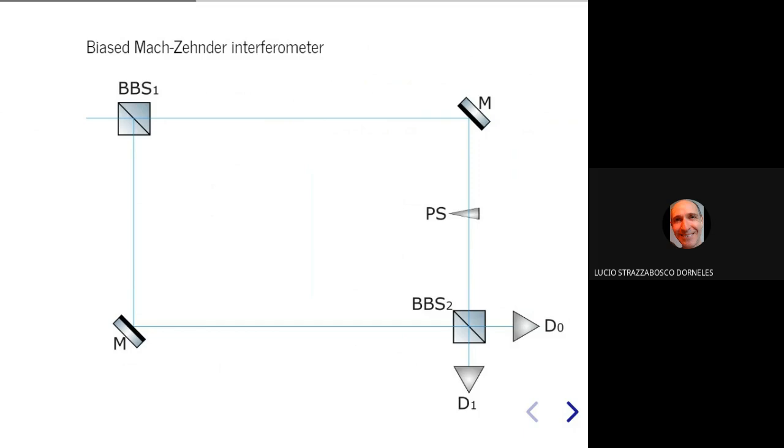So the beams are recombined and pass through another beam splitter and are divided again and go to different detectors, D0 and D1. So what we do here is choose a biased beam splitter where you can change the amount of quantum transmitted and reflected. And we have the biased beam splitter here and here too, so you can change these quantities.